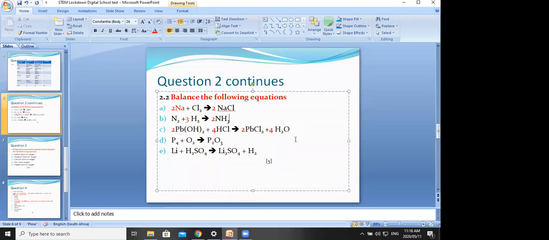So now we've got phosphorus plus oxygen there. It gives us phosphorus oxide. And then phosphorus oxide, it is not balanced. How are we going to balance it?